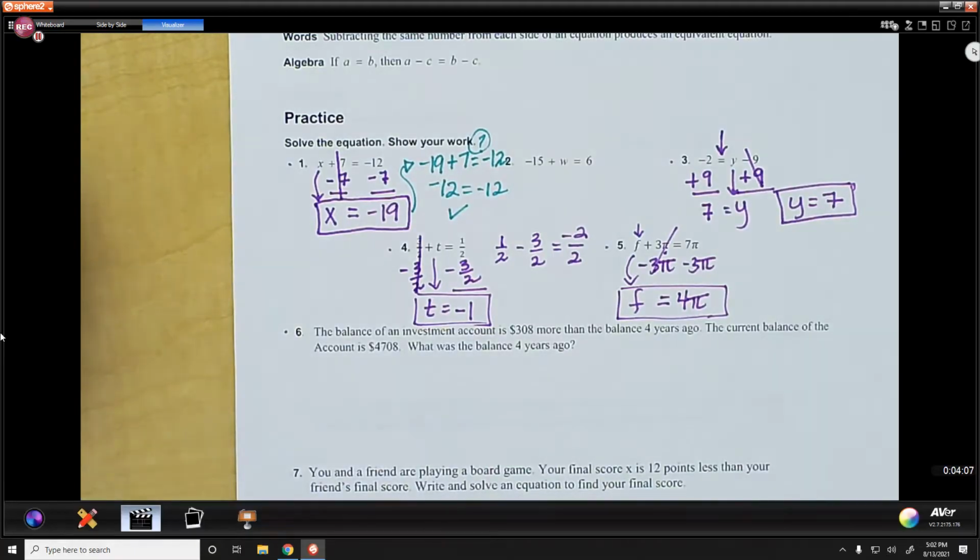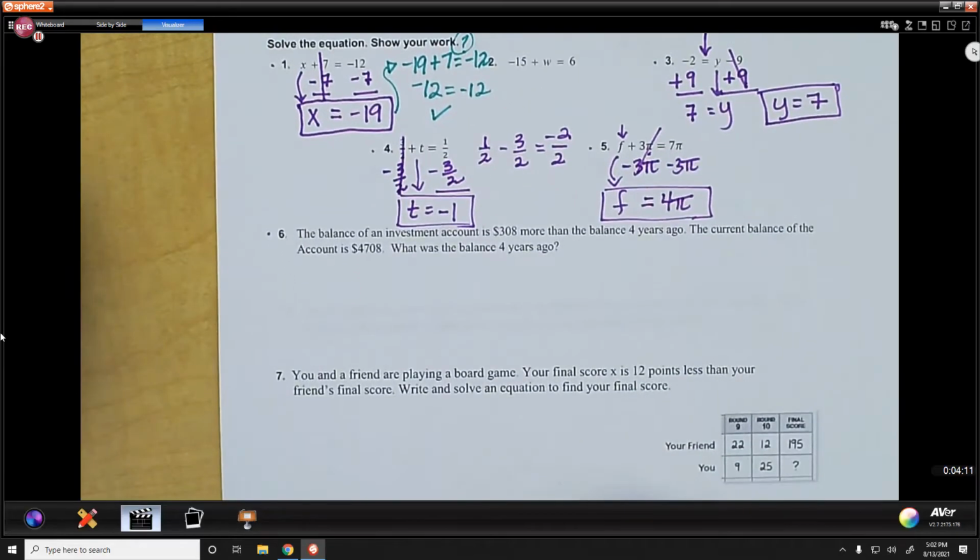Okay, let's try a word problem before we go on to multiplication and division. So let's take a look at number 6. It says the balance of an investment account is $308 more than that balance was 4 years ago. The current balance of the account is $4,708. So what was it 4 years ago?